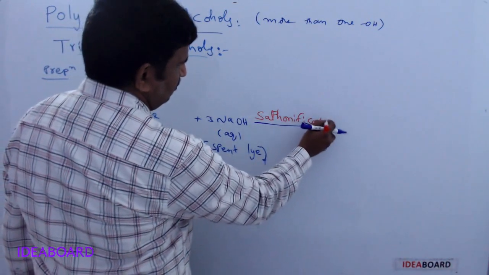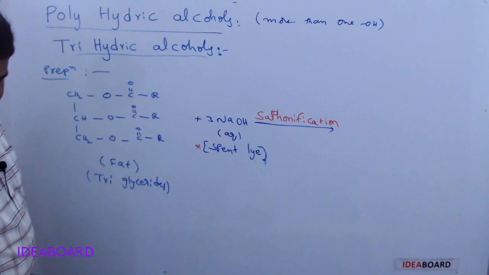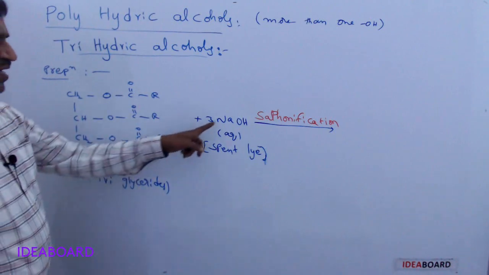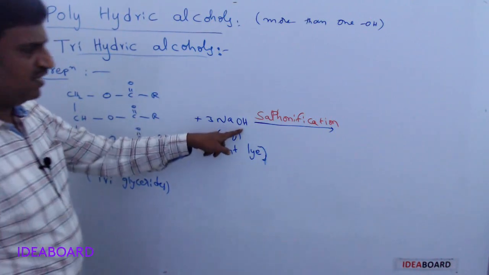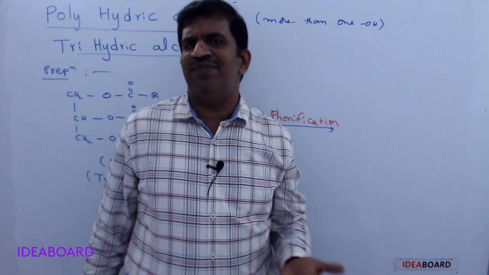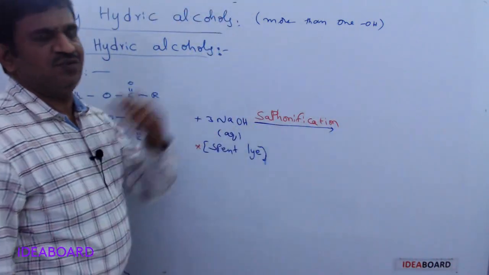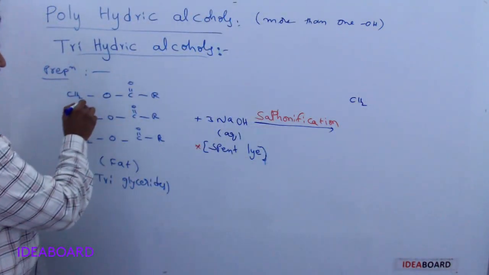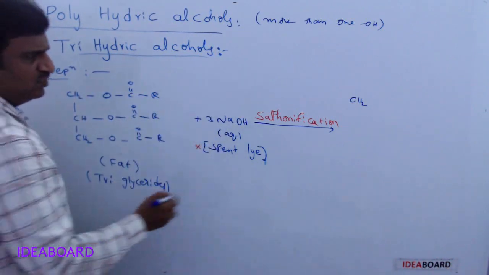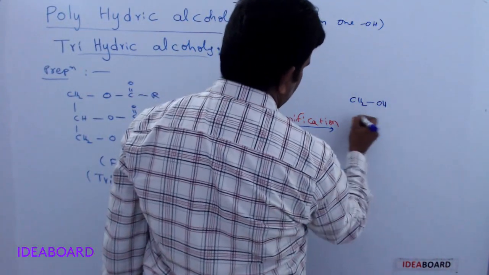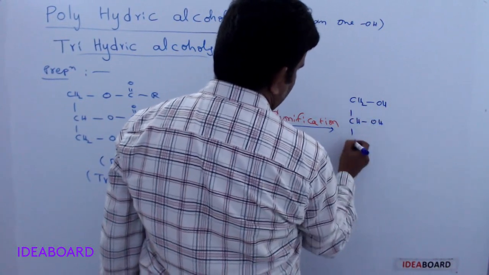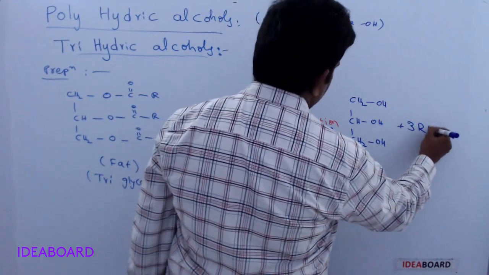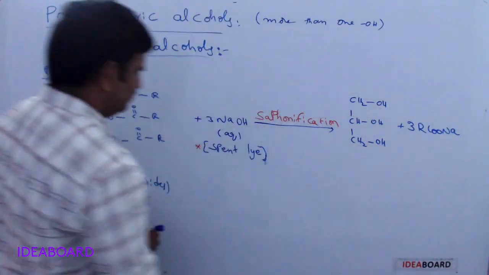The hydrolysis, actually the saponification process. What is the saponification process? The hydrolysis of esters. It is a triester. Hydrolysis in the presence of a base. Hydrolysis of esters in the presence of a base is called the saponification process. And by the saponification process, what is formed? Here the ester group dissociates and an OH group is added. So we will get CH2OH and CHOH and CH2OH plus 3 molecules of RCOONa.